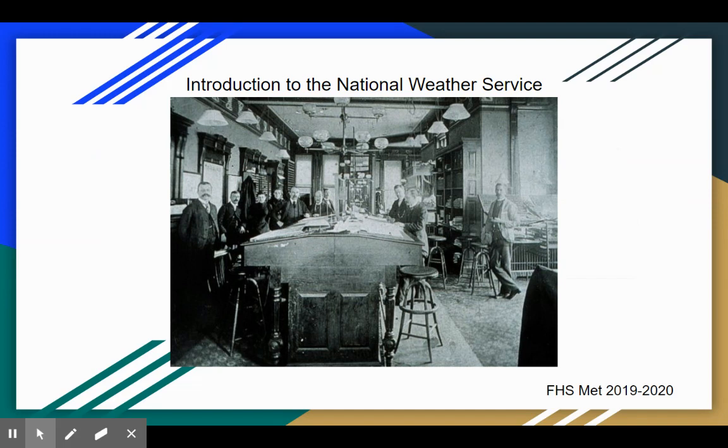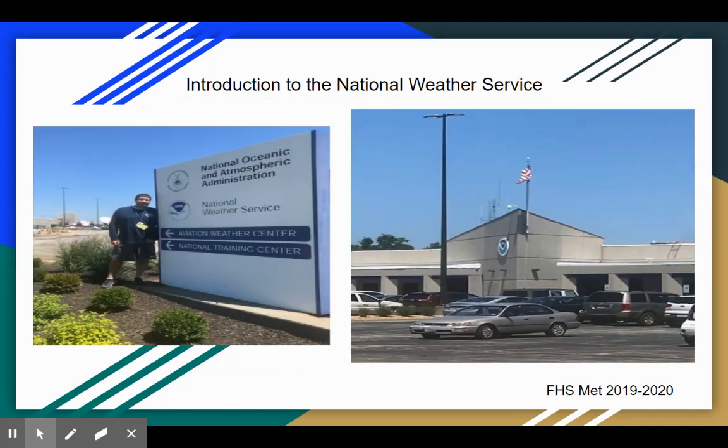So here's an early picture of the National Weather Service. You can see the different employees working around the desk. And again, what they did is they collected data and telegraphed that to Washington, D.C. for Washington, D.C. to use with the military.